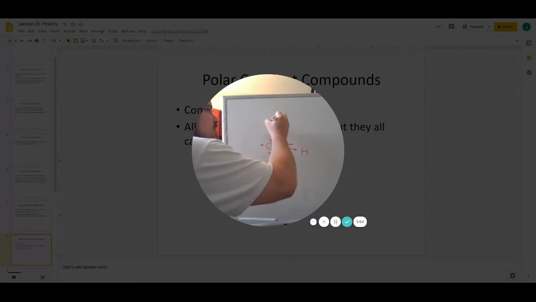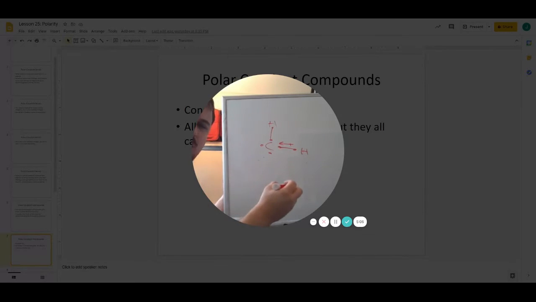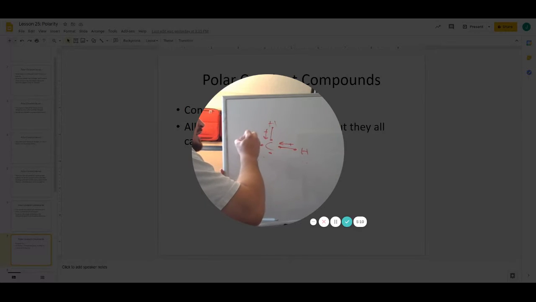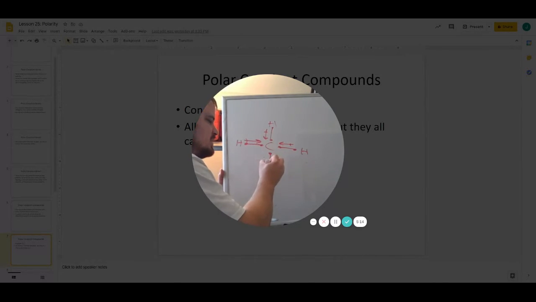So here's another H. And so what's going to happen here? Polarity goes towards carbon. Here's another H. Polarity goes towards carbon. Here's another H. Polarity goes towards carbon. This is why it's important to understand the shapes. You'll see as we do this how this plays out.